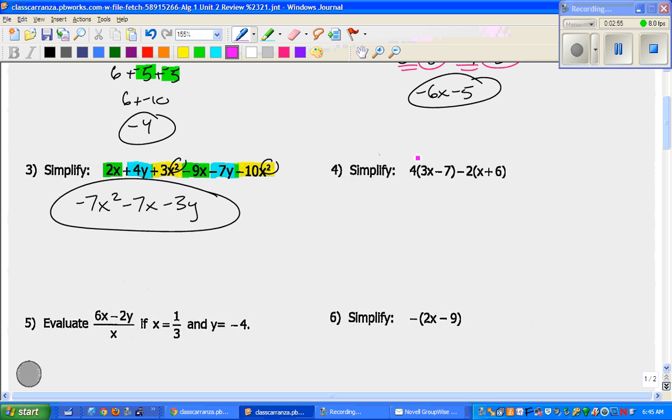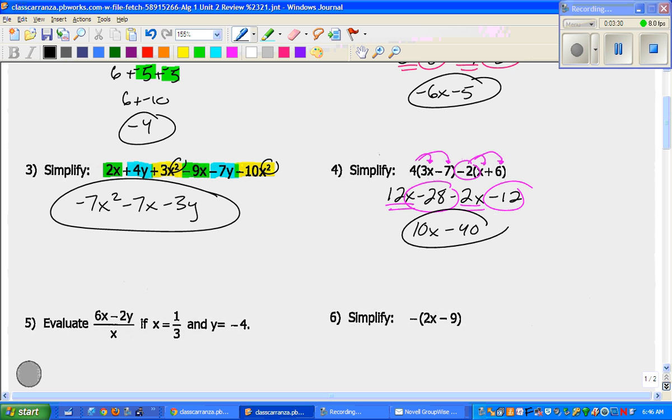All right, number 4 is asking to simplify, and once again, that means that we need to distribute. 4 times 3x is 12x, and 4 times 7 is 28. Okay, on the back, we're distributing a negative 2, which gives us negative 2x minus 12. Combine your like terms. 12x minus 2x is 10x, and negative 28 minus 12 gives us negative 40. Since they're the same signs, we combine them.